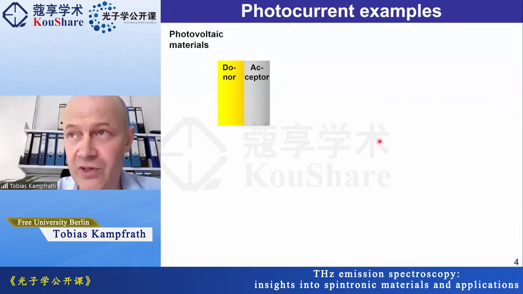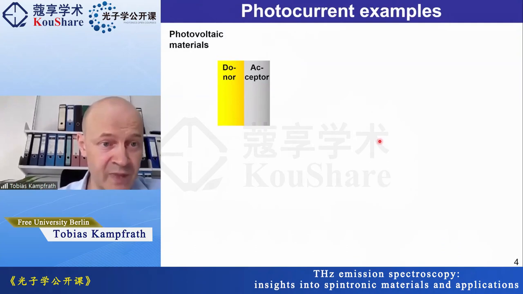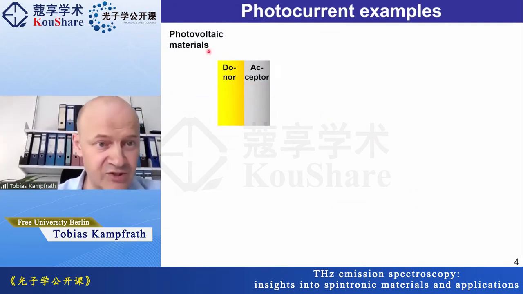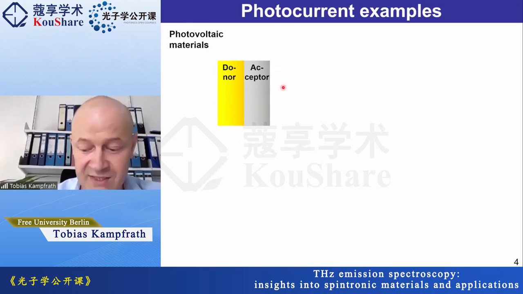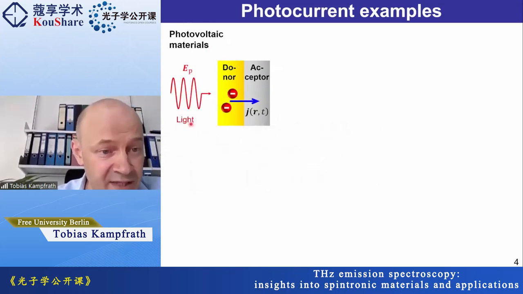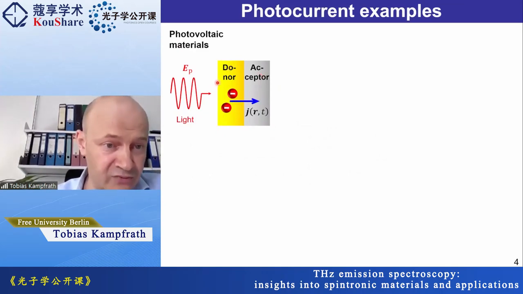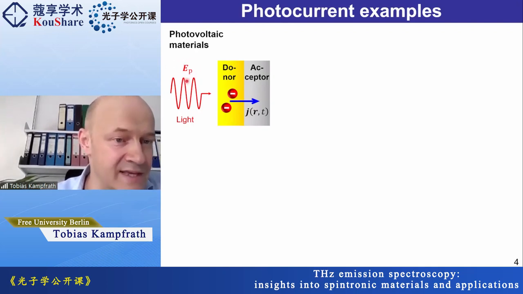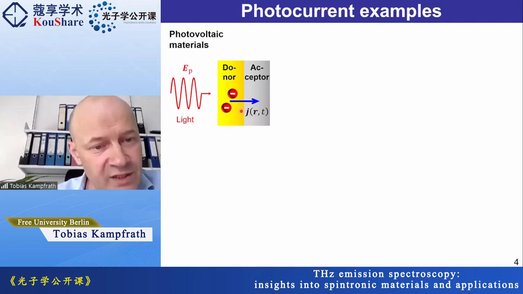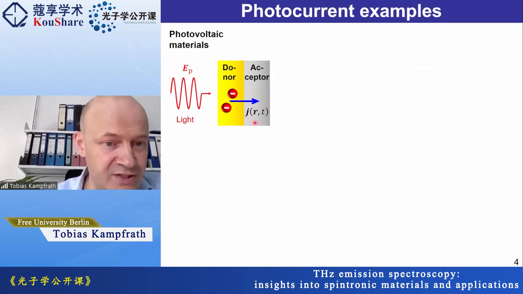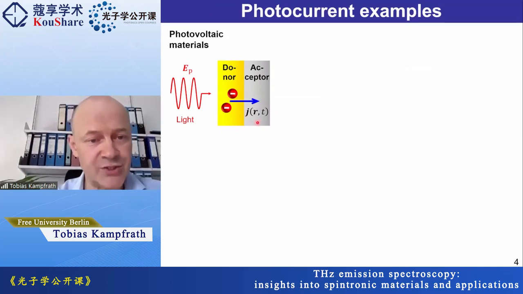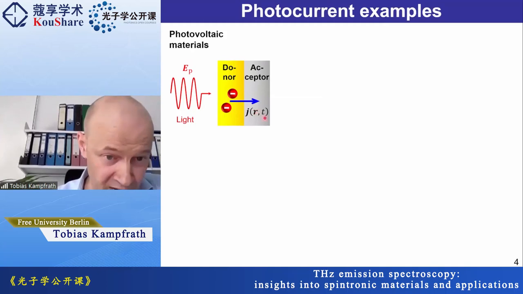Let me just give you a few examples of photocurrents. For example, let's consider a photovoltaic material. It typically consists of a donor and an acceptor section. If you excite this with light, you will get a charge current from the donor to the acceptor, for example, carried by electrons. The field of the light is an electromagnetic field, of course, and its electric field component we here label as E_P. The current that we induce has a charge current density, which we here show as the symbol J as a function of spatial position r and time t.